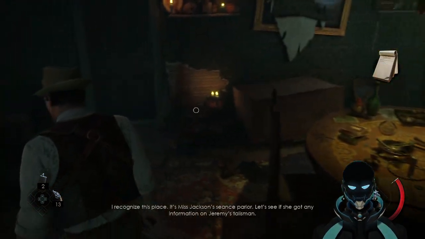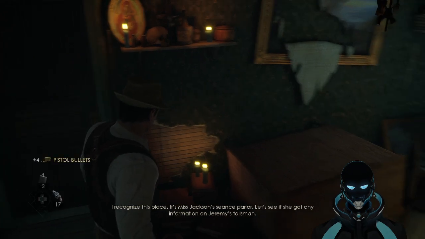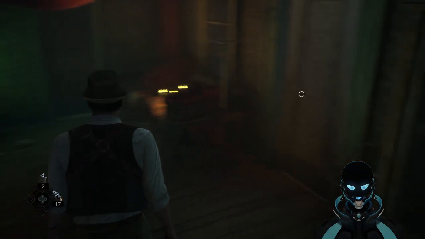I recognize this place. It's Miss Jackson's seance parlor. Let's see if she's got any information on Jeremy's talisman. Why do we know Miss Jackson?